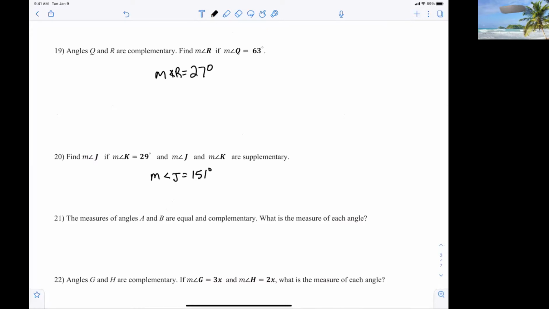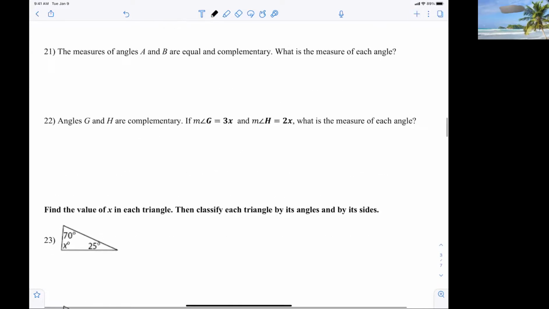Measure of angle R. Because I do less than. This is less than, this is angle for me. You know what I'm saying? You don't have to do that. I just, you know, there are different ways. All right. Okay, so here we go.